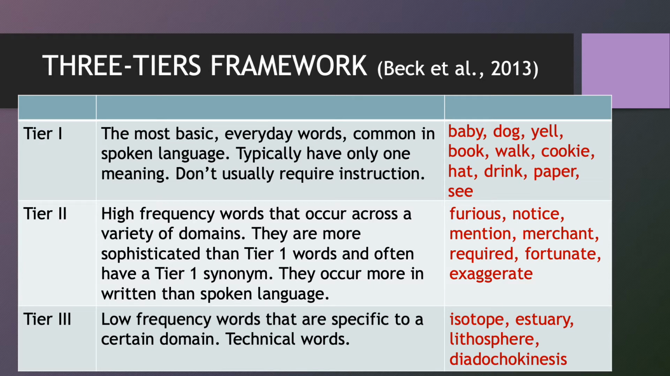And sometimes we do need to target Tier 1 with children who have language disorder. They might not have acquired some of those words on their own and be having difficulty. So sometimes we need to, but one of the strategies that you can use is to pair it with a Tier 2 synonym whenever possible. So that's a way that you can add a little bit of the high utility words into your intervention.